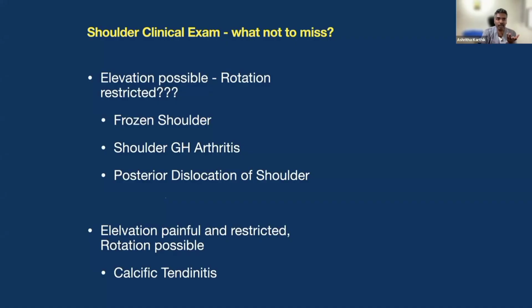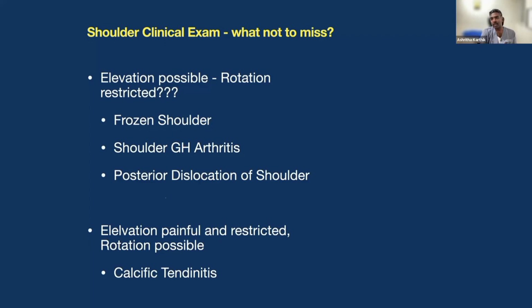So elevation possible, rotation is restricted. So it is frozen shoulder or shoulder glenoidal arthritis, posterior dislocation of shoulder. We've seen patients who are missed. So rotation is not possible. External rotation not possible. Elevation painful and restricted. Rotation is possible: calcific tendinitis. These are things you need to keep in mind.